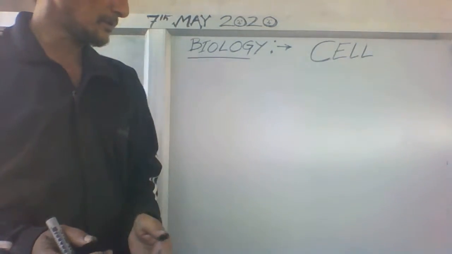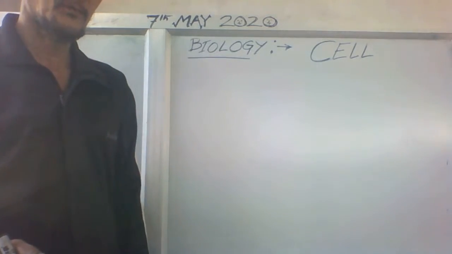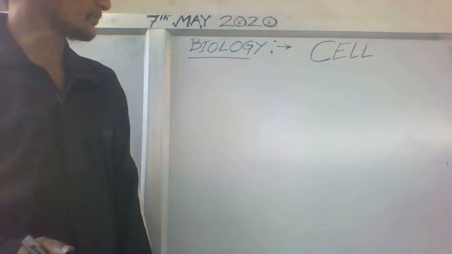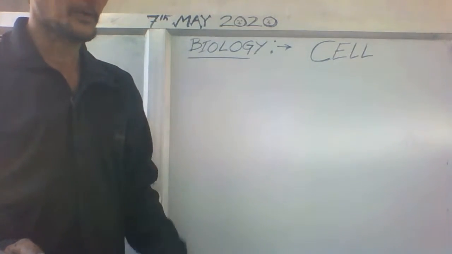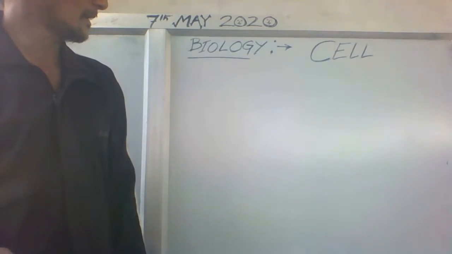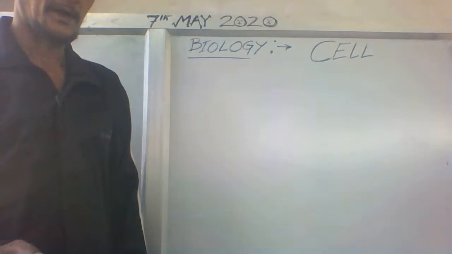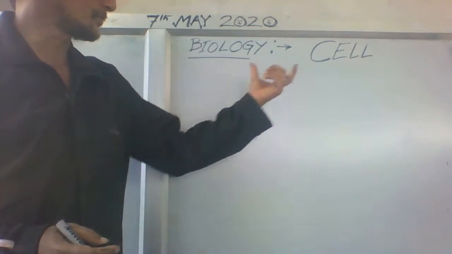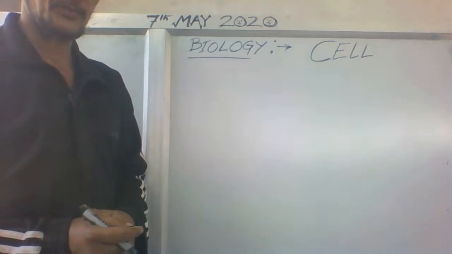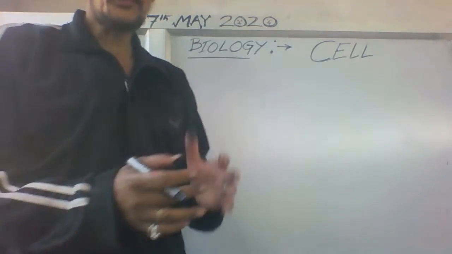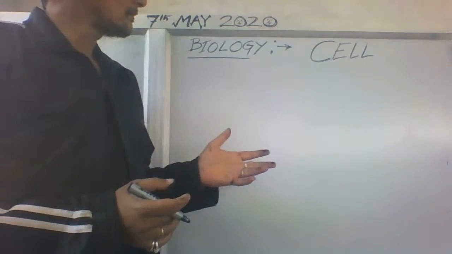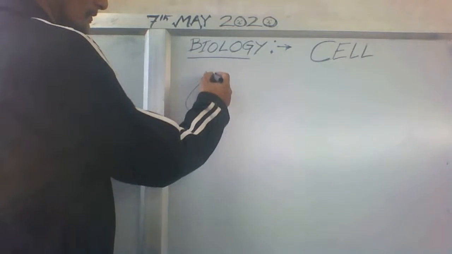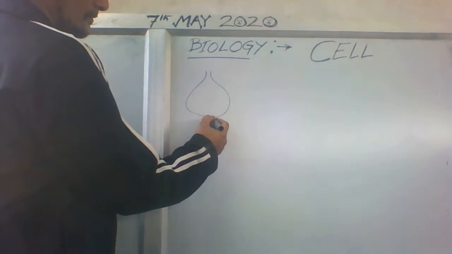I am getting constant WhatsApp messages where my students are saying, sir, please teach us biology because this is equally an important subject and we just don't want to lose any marks in this subject too. So today I am going to focus on biology's first chapter, that is the cell. What is this cell? Cell, first, have you ever seen the structure of an onion?